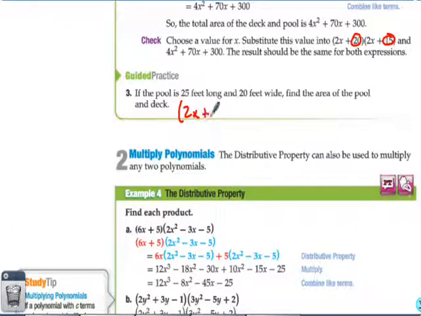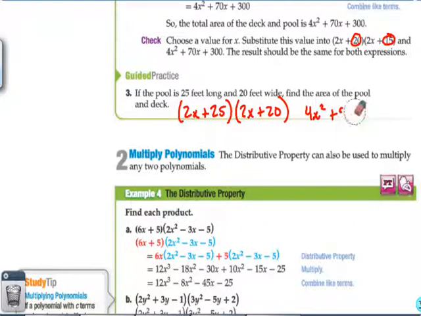All right, you're back from pausing. Hopefully you got 2x for the problem. You got 2x plus 25 times 2x plus 20. All right. For your answer, you got 4x squared plus 95x, sorry, not 95. Yikes. 2 times 25 is 50. 2 times 20 is 40. That's 90x plus, and then 20 times 25 is 500. Okay.